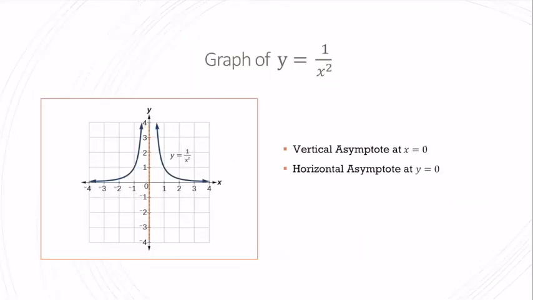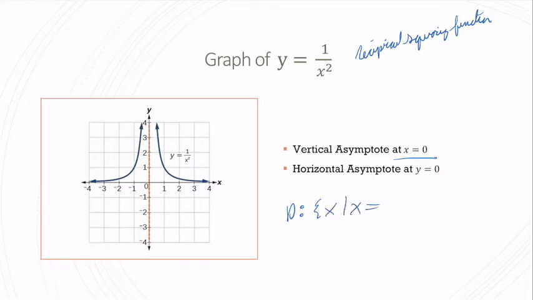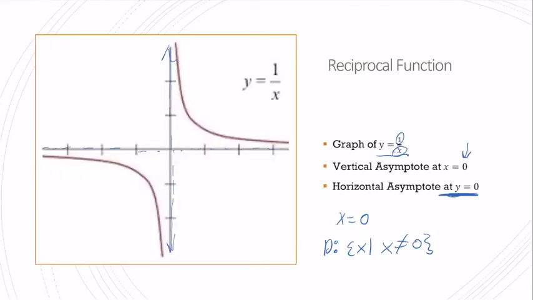Another very common rational function is the reciprocal squaring function. It also has a vertical asymptote at x equals 0 because its domain is all real numbers except 0. And as you can see, y could never equal 0 because you can't take 1 and divide it by something and get 0. So its range is all y except where y equals 0. That's also the range for the reciprocal function.